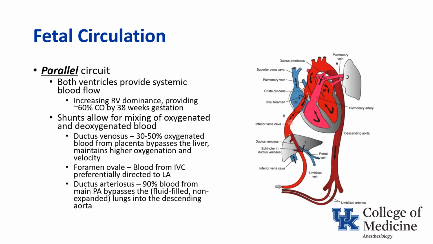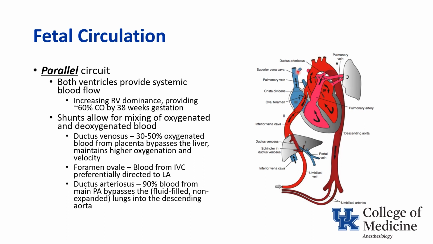This blood comes from the inferior vena cava and goes into the right atrium, where there is some mixing of this relatively oxygenated blood and relatively deoxygenated blood that's coming from the superior vena cava, which we'll discuss in a minute. But the vast majority of this blood is directed via the eustachian valves across the right atrium and into the second shunt, the foramen ovale, where it goes directly into the left atrium, to the left ventricle, out the ascending aorta, and perfuses the head and upper body.